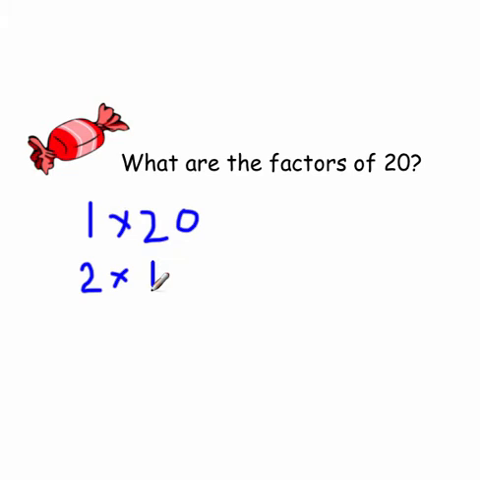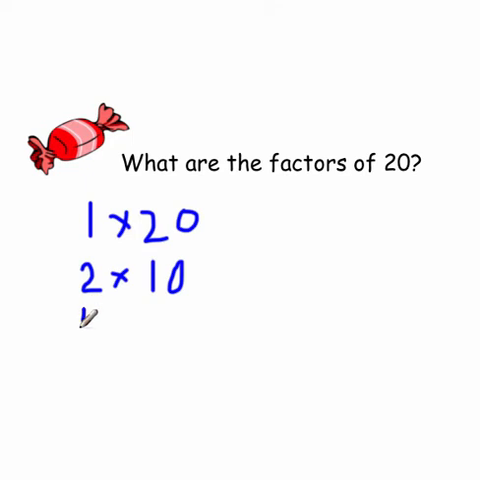2 tens make 20. So 10 and 2 would be factors of 20. What about 3? Can I do 3 times anything to make 20? If I count by threes, let's see. 3, 6, 9, 12, 15, 18, 21. That goes over. So 3 is not a factor of 20.